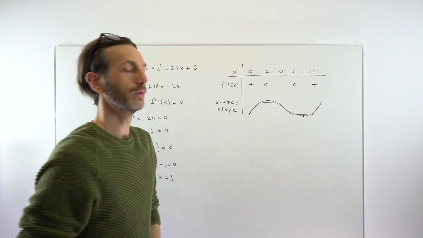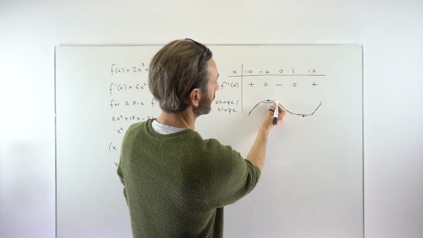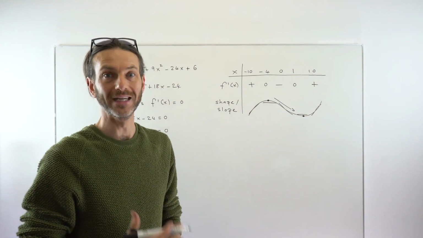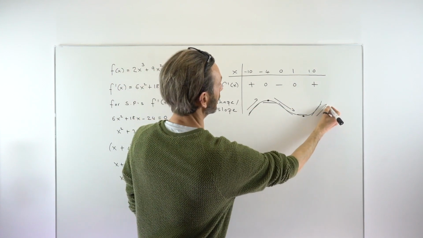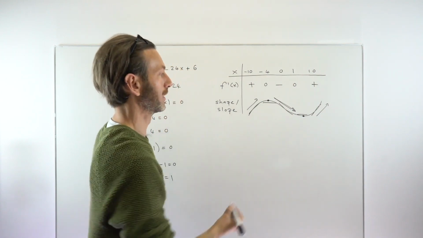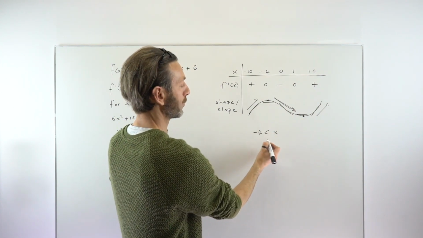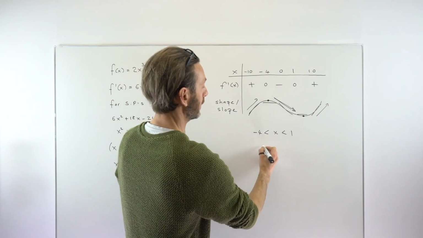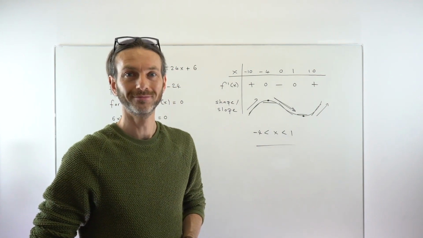Going back to the question, which asked where the function is strictly decreasing, it's decreasing here in this part of the graph. That's the part where the derivative, or the gradient, is negative. Conversely, it's increasing here and increasing here. So we only care about this part, between the two stationary points. That's where the x values are bigger than -4 and less than 1. So that's the final range of values that we're looking for.